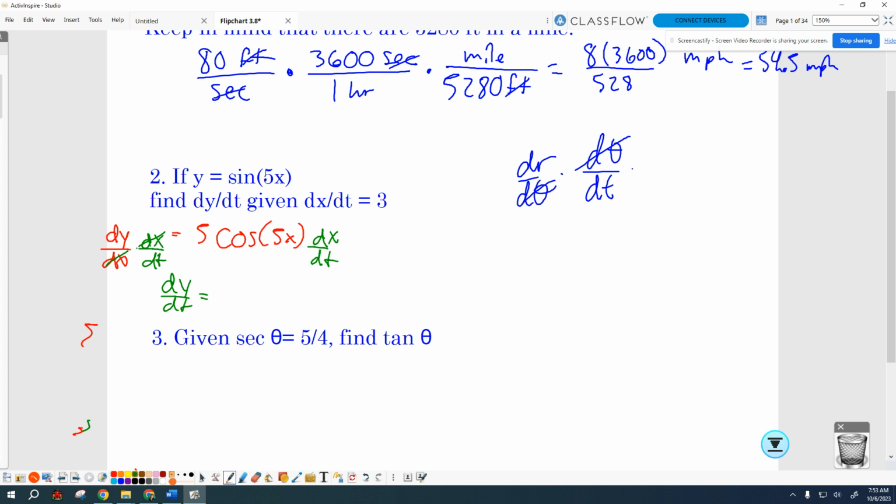And they're telling me dx dt is 3. So dy dt is 15 cosine 5x.